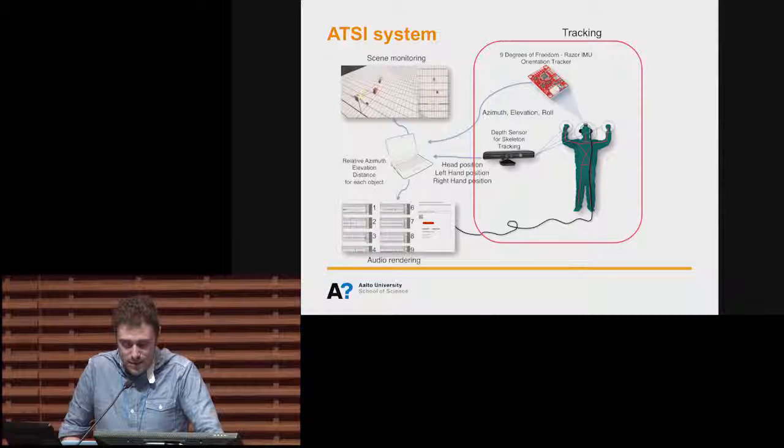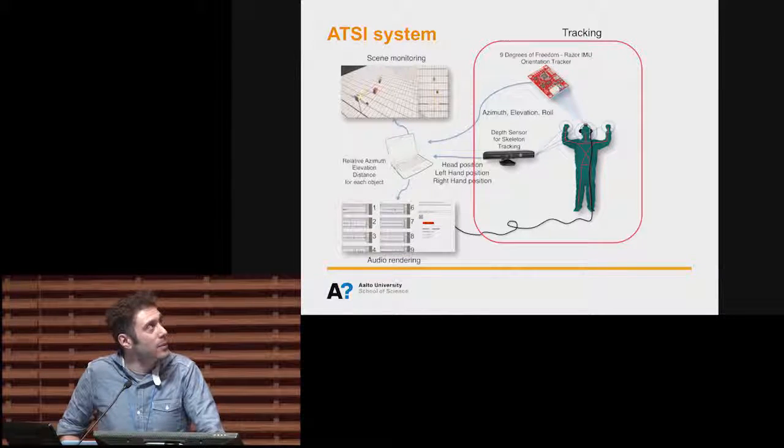ATSI is composed of different modules. The first module, of course, is the tracking part, which is done with a combination of Kinect for tracking the position of the head and the position of the hand.